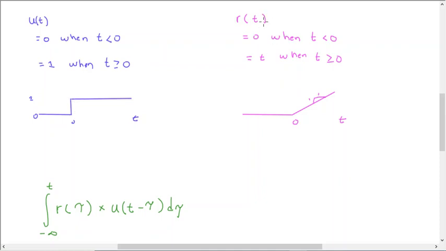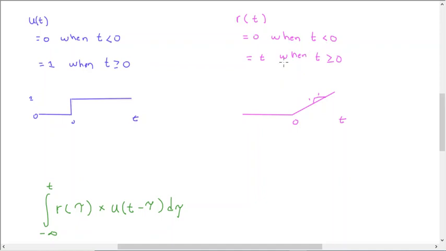The ramp function, on the other hand, you have a slope of 1 versus time, right, for when t is greater than or equal to 0. But in a similar vein, it's 0 before time equals 0.